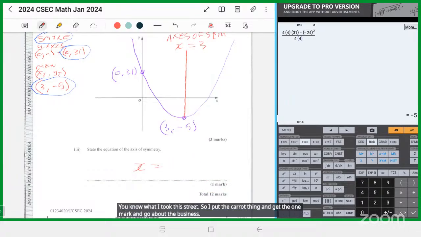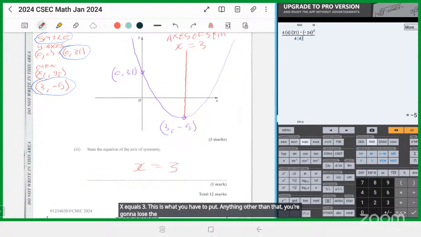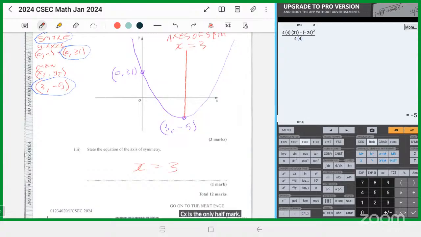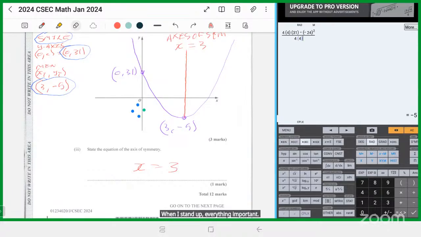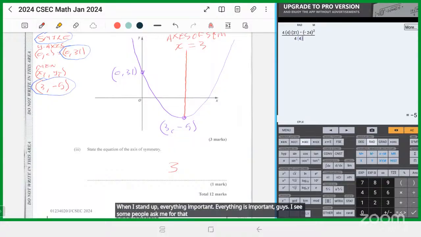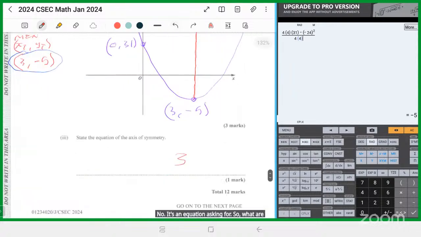X equals 3. This is what you have to put. Anything other than that, you're going to lose the 1 mark. And CSEC doesn't give half marks. Either you're right or you're wrong. But understand that everything is important, guys. I see some people ask for the axis of symmetry and write just the number. No. It's an equation they're asking you for. So note the word equation there.